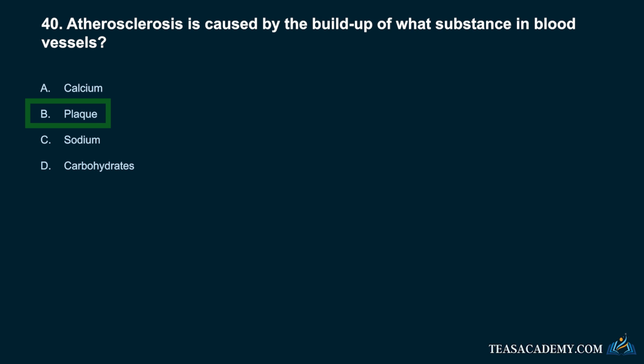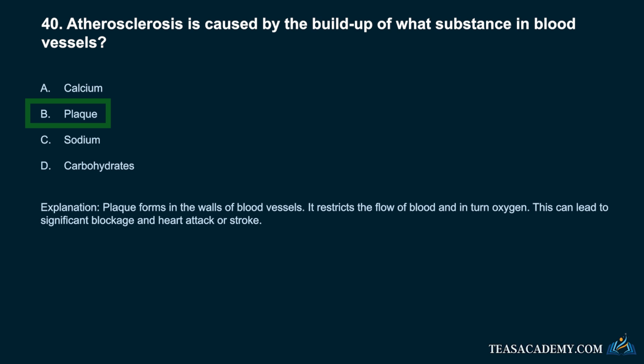Correct answer, B. Plaque. Plaque forms in the walls of blood vessels. It restricts the flow of blood and in turn oxygen. This can lead to significant blockage and heart attack or stroke.